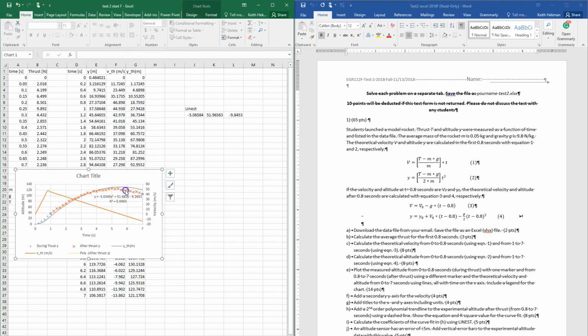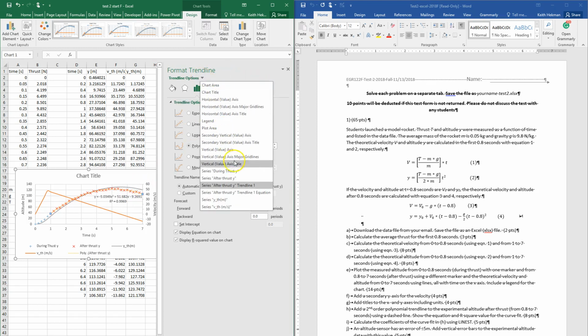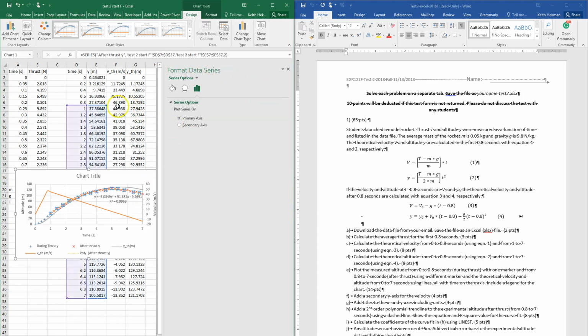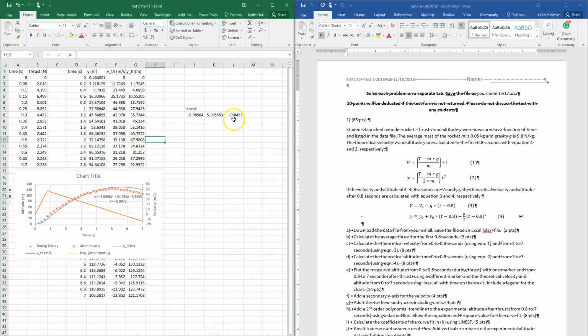Oops, it doesn't quite match. We don't want our trend line, we want our after thrust. So this one I didn't go all the way to 0.8. So now it matches perfectly.